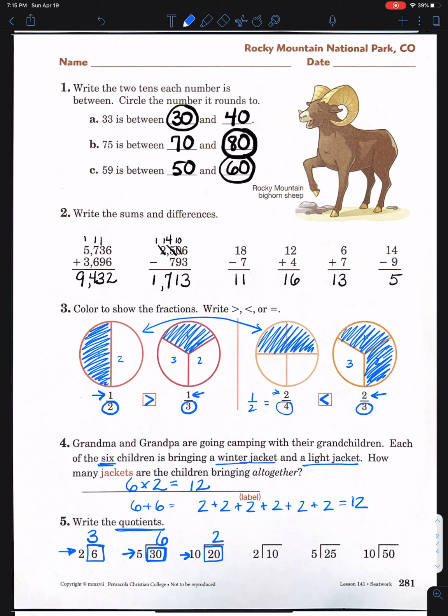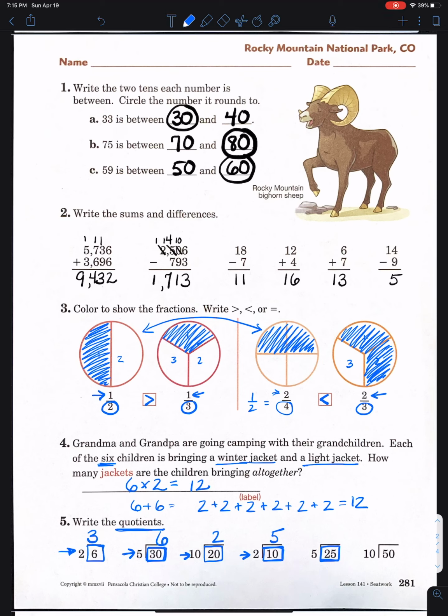10 divided by 2. Now we have 10 things, and we're dividing them into 2 equal groups. If you have 10 fingers and you want to divide them in half or divide it by 2 equal groups, you will have how many fingers? 5. Just picture your hands. Okay, now 25.